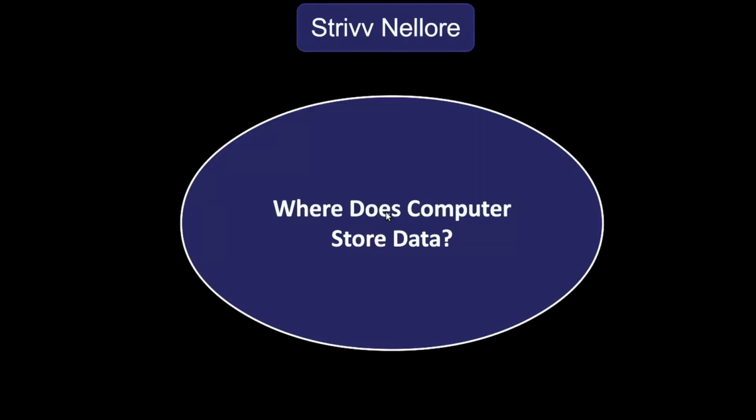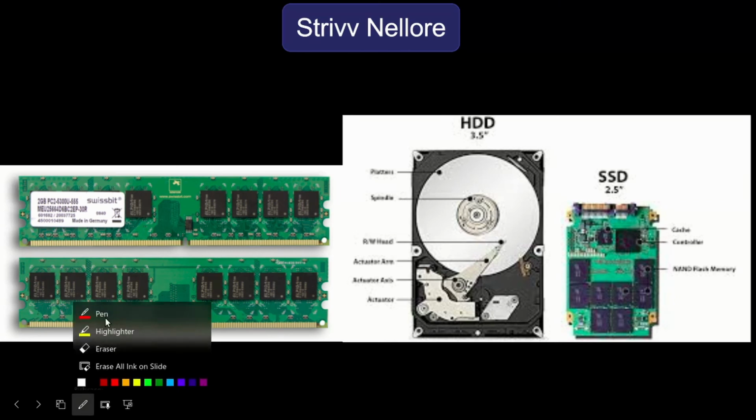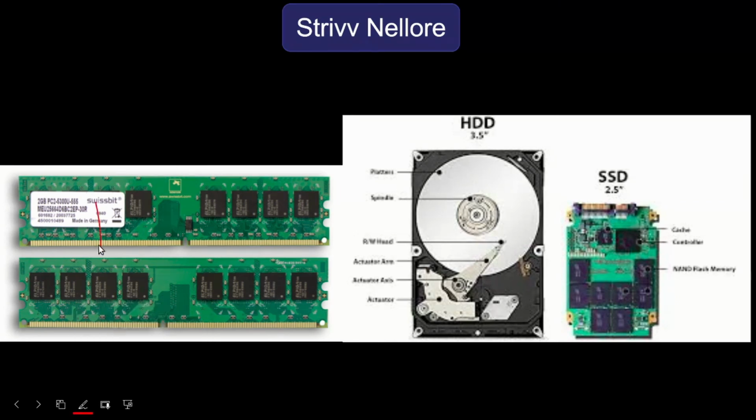Where does the computer store data? So there are two data storages in a computer. One is temporary data storage, another is permanent data storage. The left side one is the temporary data storage called RAM. Here we store temporary files like cache files or recent files.